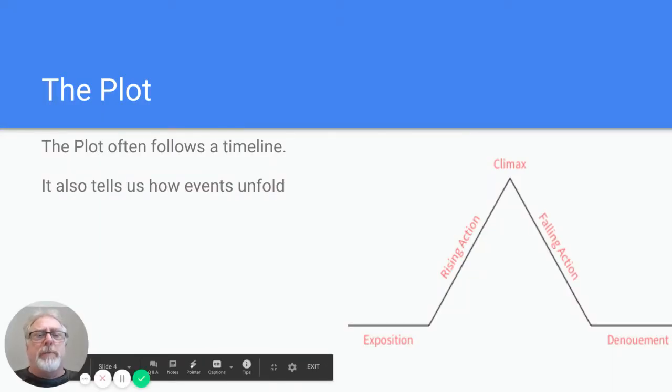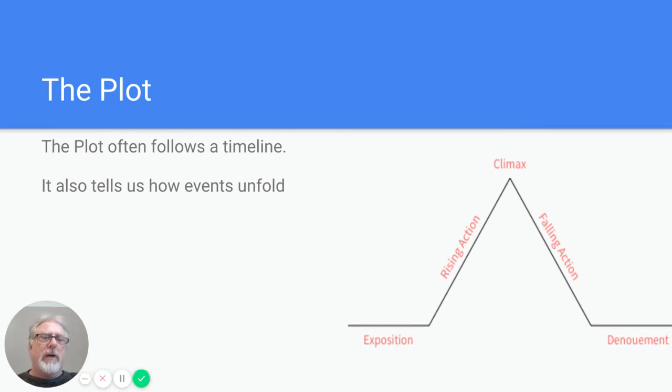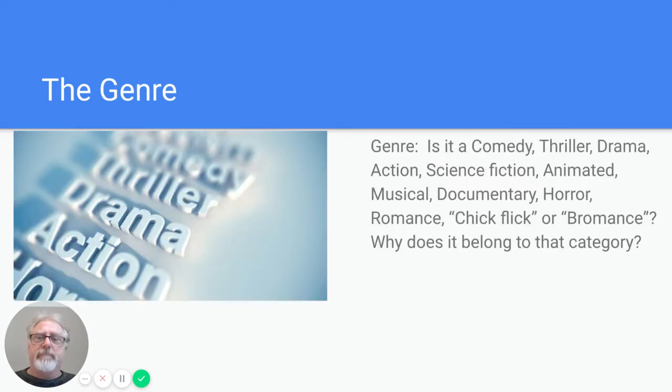So don't worry too much about the names, the exposition, the rising action, the climax, the falling action, the denouement. Don't worry about that. It's an up, down, and around. Something happens where you notice, be aware of what's happening in the film. We're setting the scene, stuff's happening, and there's a turning point, and maybe there's another turning point, and then it starts to go down, and then it ties off. And sometimes it ties off a definitive ending, and sometimes the movie is leading into another story.